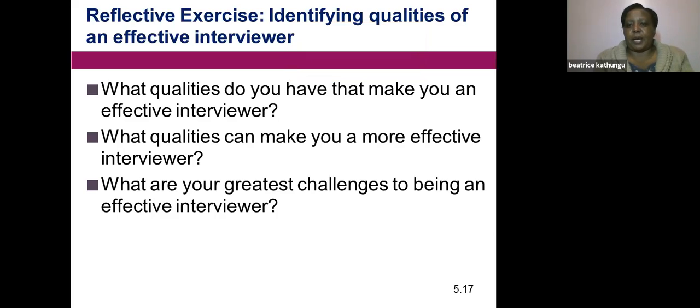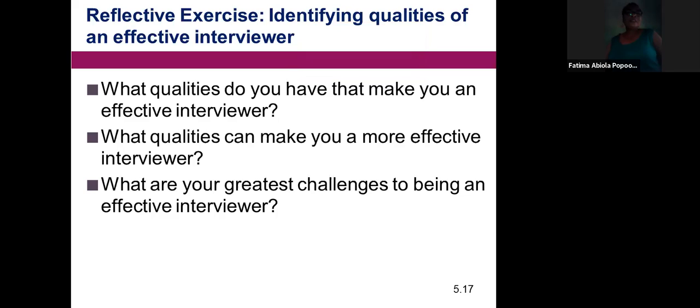Fatima? Yes, personally, I think I have the quality of empathy. In interviewing someone, you have to be empathetic with them. I remember during the COVID-19 period, a client came into my office, so I assigned him to another counselor. As the guy was coming close to the counselor, he said, please carry your chair and sit at the other side, because of the social distance issue.